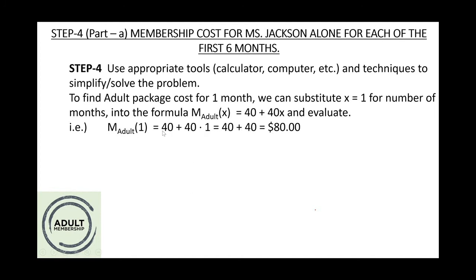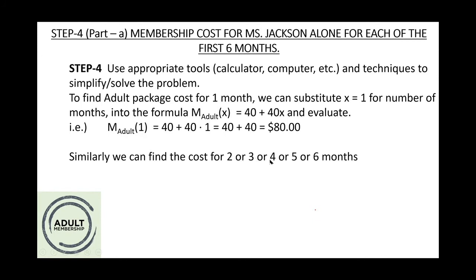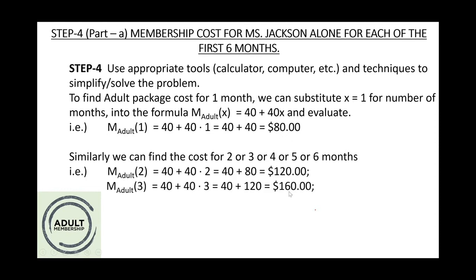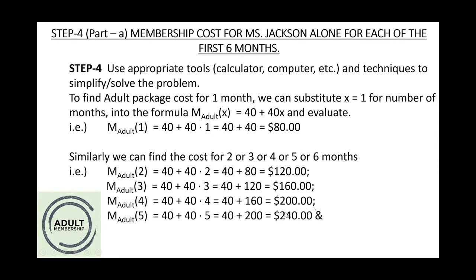So we could repeat this step for all the 6 months. We replace this 1 by 2 and then 3, 4, 5, 6 to find each of the other months. So we are going to keep adding $40. So 80 plus 40, 120, 120 plus 40, 160, 160 plus 40, 200, 200 plus 40, 240, 240 plus 40 is 280. Or you could follow through the steps as explained here, you still get the same value.